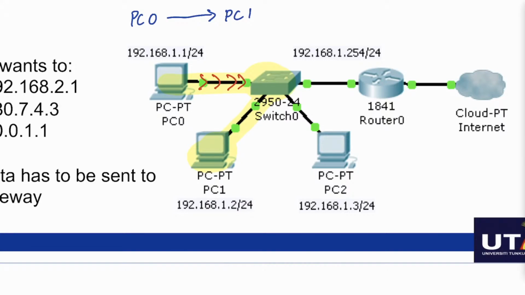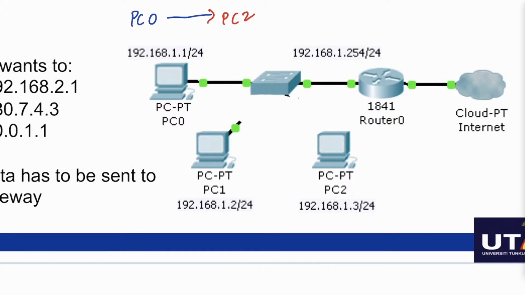Here it goes to the switch, and then it goes to PC1 directly. It will not ever go to the router. Same thing for PC2. If I send data to PC2 from PC0, it will go to the switch, and then it will go straight to PC2. It will never go to your router. So your router is actually like, oh, my job is so easy, I got nothing to do.